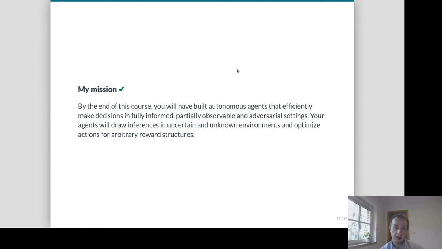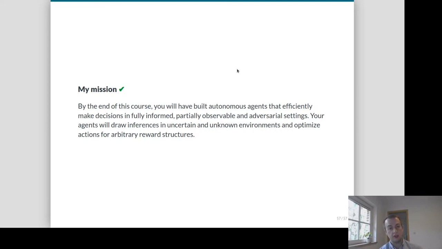Okay, one last thing. If you remember, in the very first lecture I started with my mission statement for you. And I think now we've reached a point in the course where I'm beyond that. What I said is that by the end of this course, you will know how to build autonomous agents that efficiently make decisions in fully informed, partially observable, or even adversarial settings. That's something you can now do in the formalisms of search algorithms, adversarial search, or Markov decision processes. And your agents will also be able to draw inferences in uncertain environments.